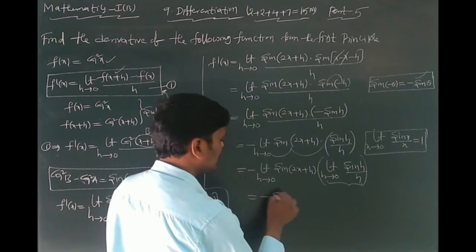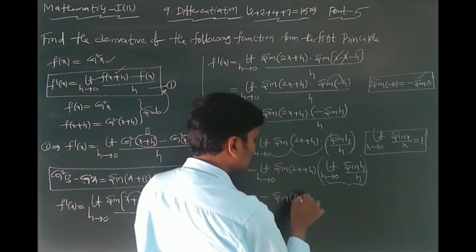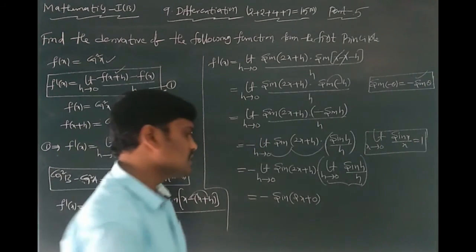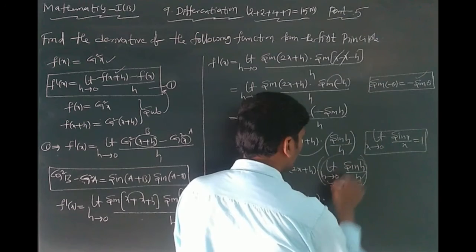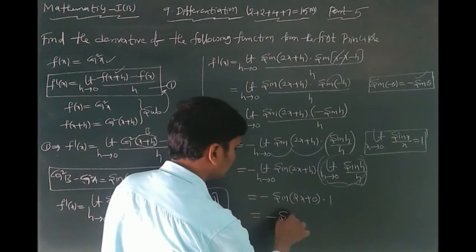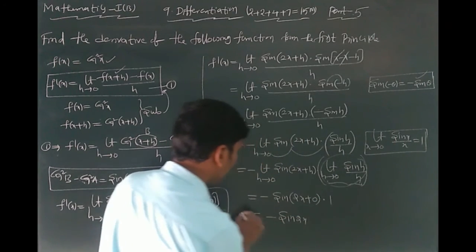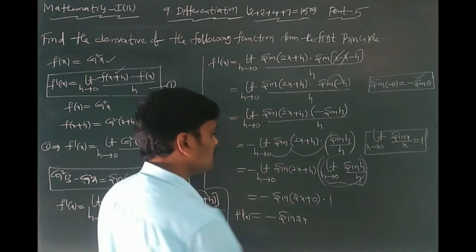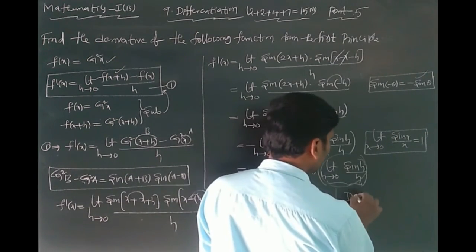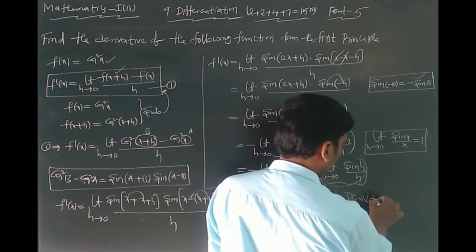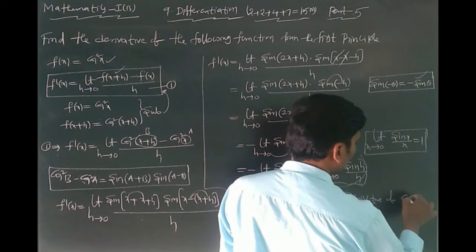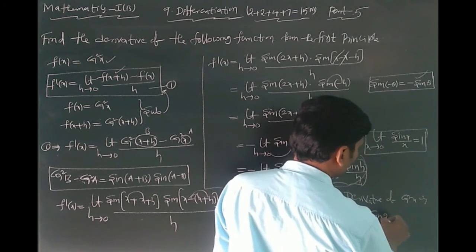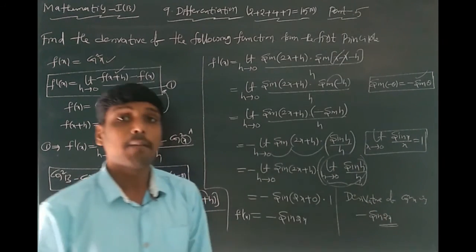After that, minus sin of 2x plus h, where h is 0, into this total value equal to 1. You get minus sin 2x. This is f dash x. What is the derivative of cos square x? The derivative of cos square x is minus sin 2x.